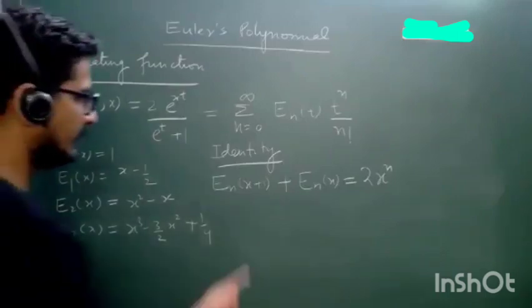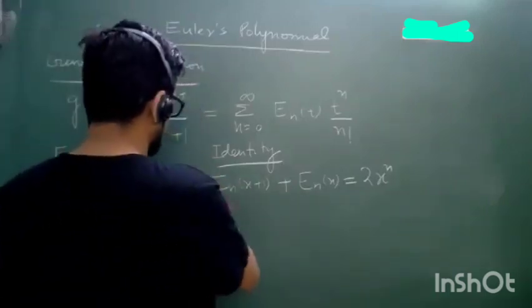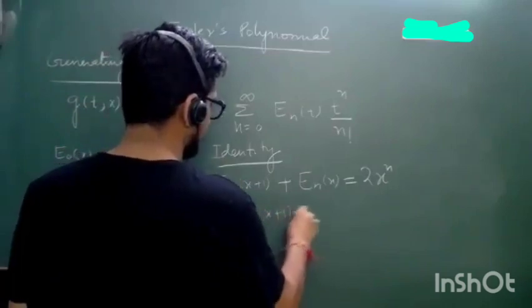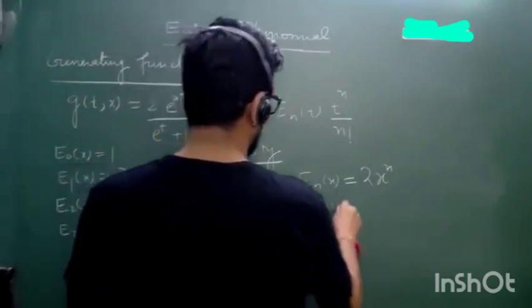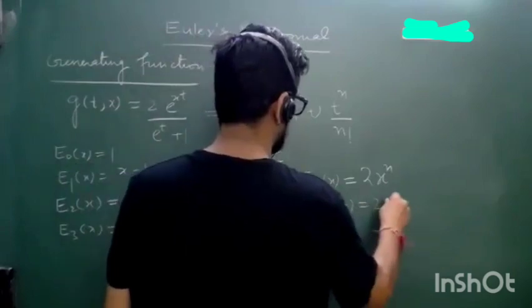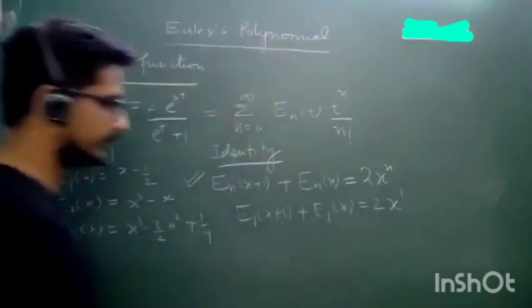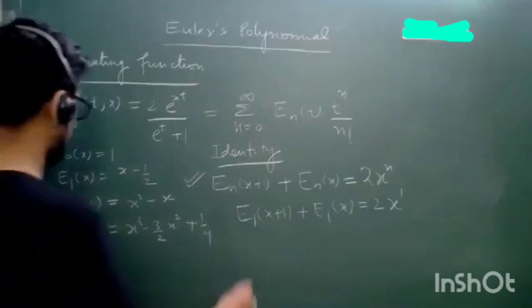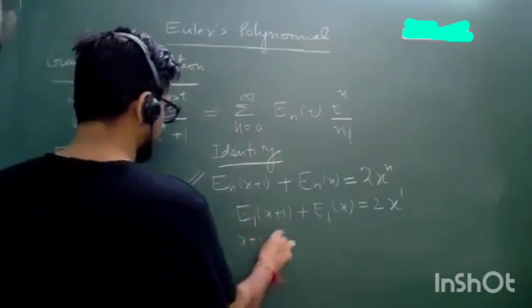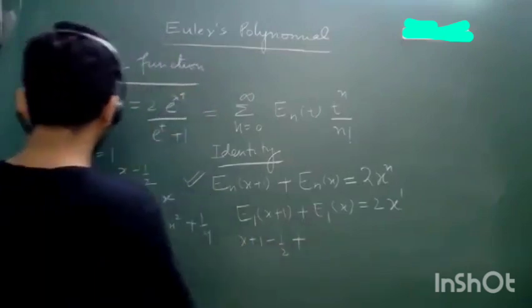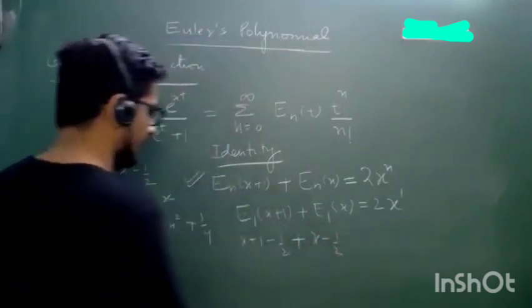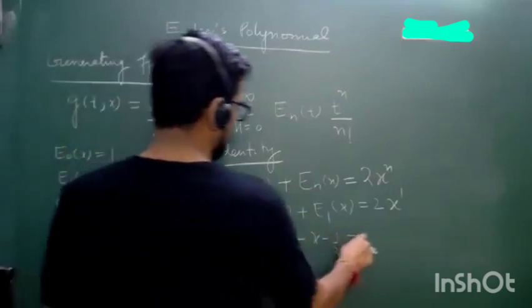So let me tell you how it works. E1(x plus 1) plus E1(x) will be given by 2x. So let us use this. E1(x) is this, so it will be x plus 1 minus half, plus E1(x) which is x minus half, and you can see that will be equal to 2x. Correct?